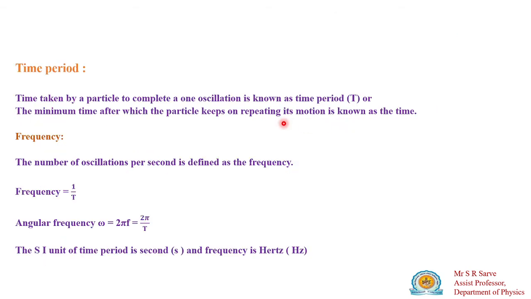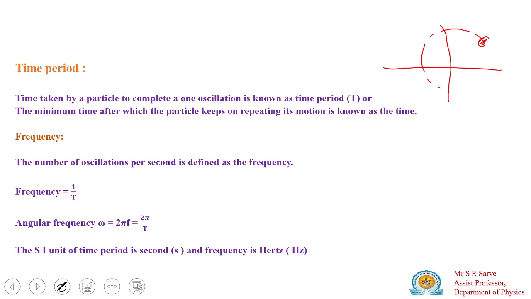Now we'll go to the time period. What is meant by time period? Time period means the time taken by any particle to complete one oscillation. Suppose this is your particle, and it is performing a particular motion. It takes 2 seconds to complete one oscillation. Then what is the time period? The time period will be 2 seconds.